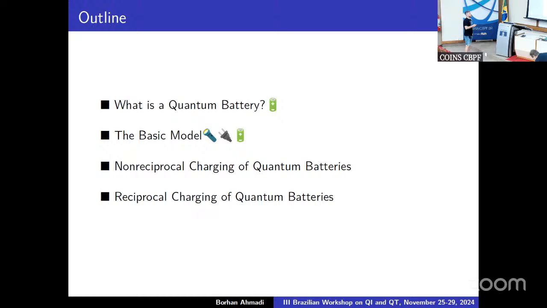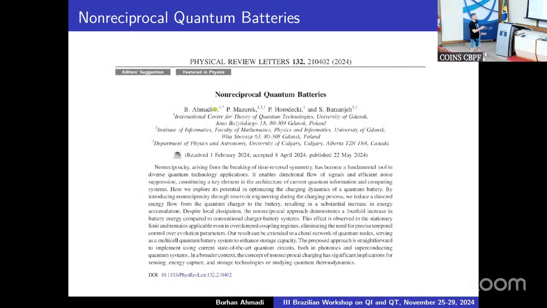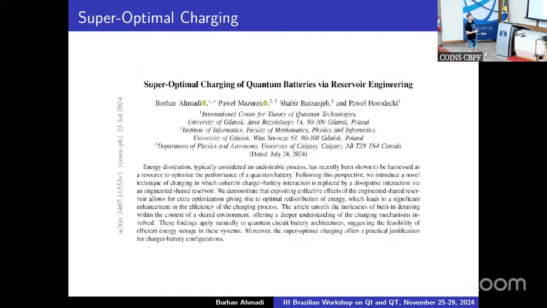First I will briefly say what a quantum battery is, then the basic model, then non-reciprocal charging of quantum batteries, and then reciprocal charging of quantum batteries. My presentation is based on these two works. This one was published in PRL a few months ago, and this one is now in peer review.